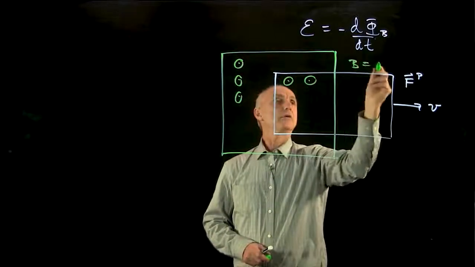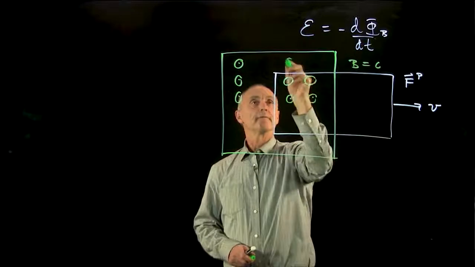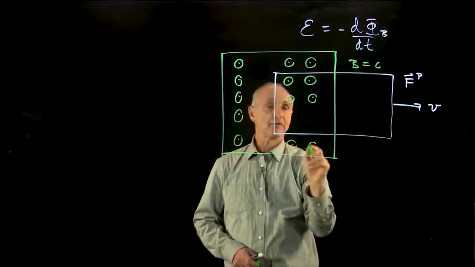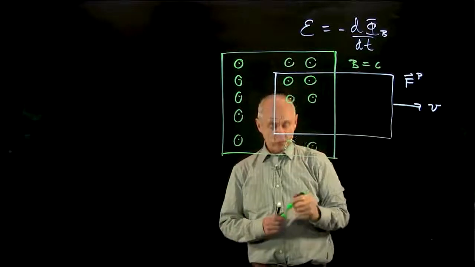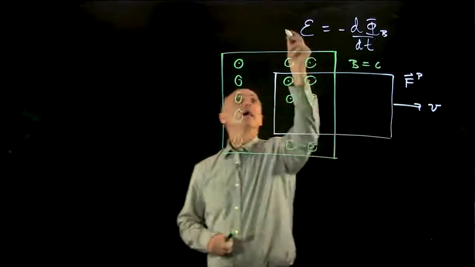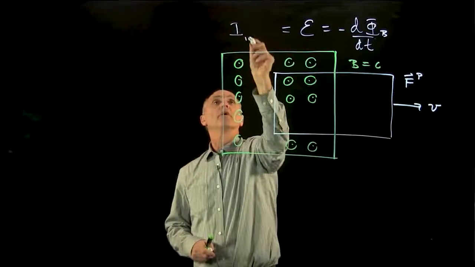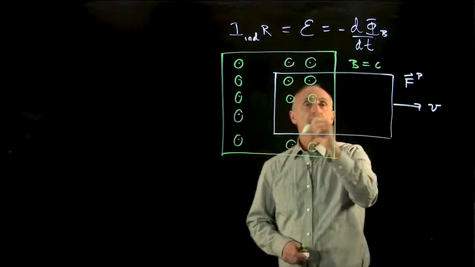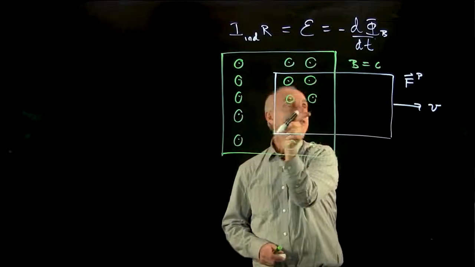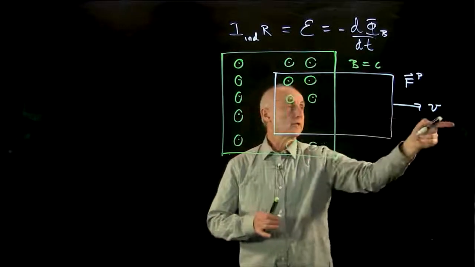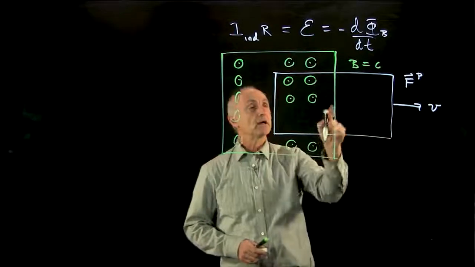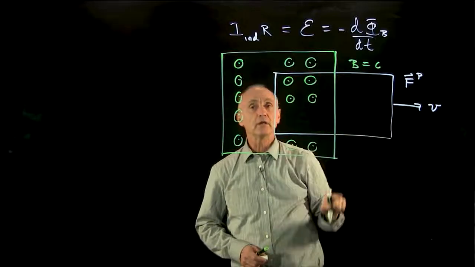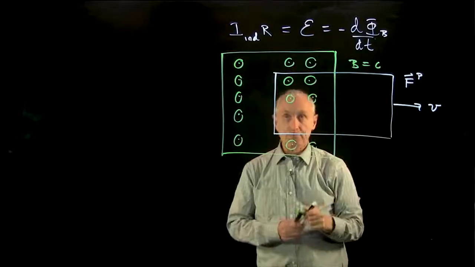And out here, B is 0. And I want to calculate the induced current that flows in this loop by calculating the electromotive force. And then I'll set that electromotive force equal to the induced current times the resistance. Now you can see that when I pull this loop out in this direction, I'm going into a region of zero magnetic field, so I'll be losing a little magnetic flux.